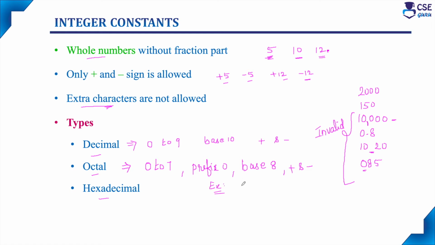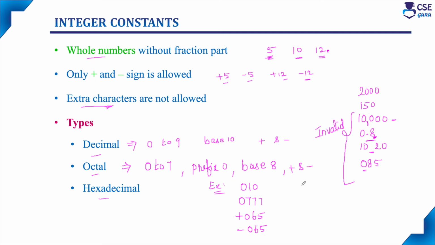So, for example, 010. Here prefix 0 is there and the digits we have included are from 0 to 7. So, this is a valid octal constant. 0777, if you are considering, this is a valid octal constant. So, we can include the numbers from 0 to 7. And plus 065, this is a valid octal constant. We can include positive and negative sign also. So this is a valid octal constant.